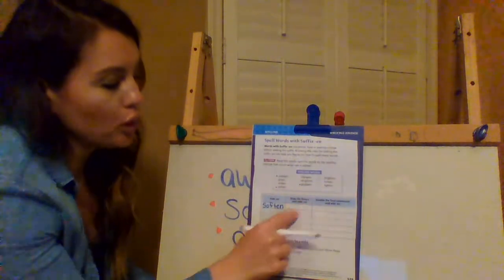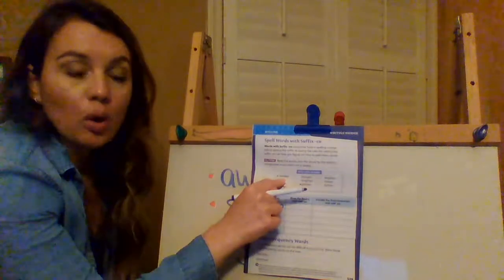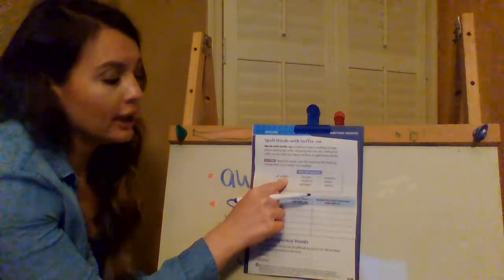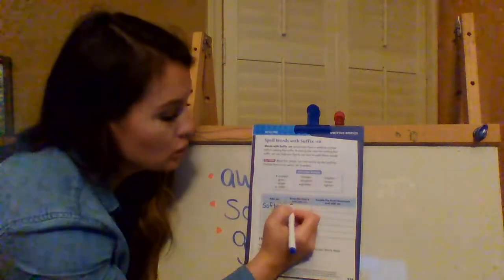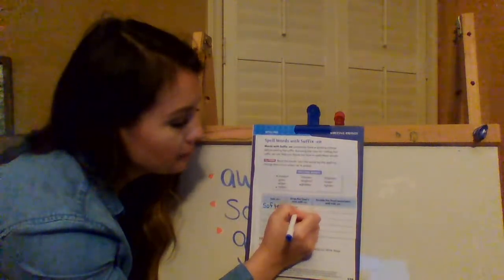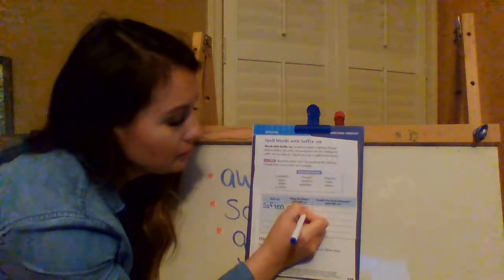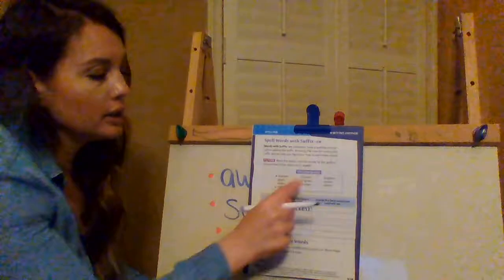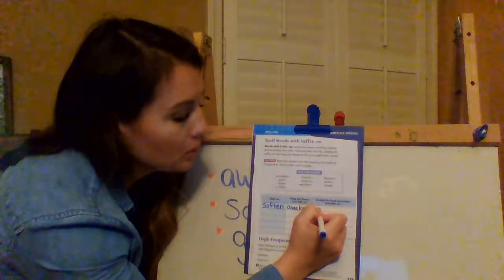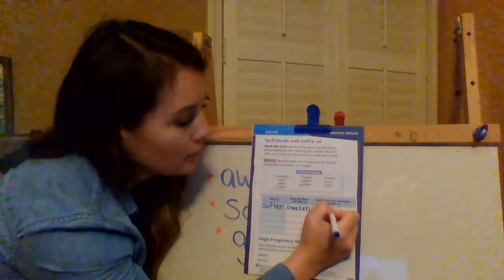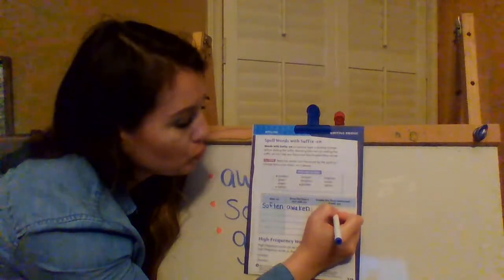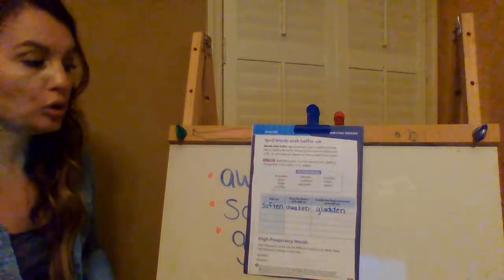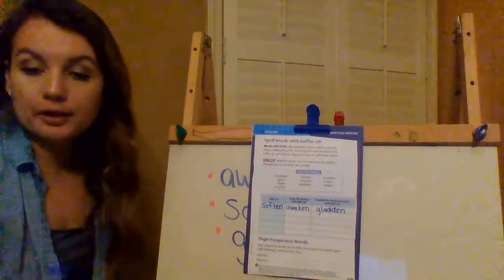Which one do we have to drop a final e? Awaken. So all of the words that have base words that end in e are gonna have to drop the e and add en. So this one was awaken. And which one do we have to double the final consonant? Was gladden. Okay, so that's the first one done for you.